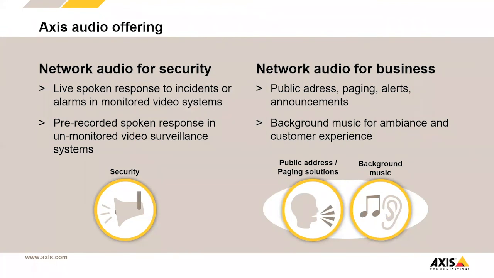So what we do is we basically break our audio offerings down into two groups. It's the same products, just different applications. Network audio for security basically offers live or spoken responses to incidents or alarms in monitored video systems. And we also have the opportunity to present pre-recorded spoken responses in unmonitored video surveillance systems. Network audio for business application is more something that we're all familiar with, which is public address, paging, alerts, announcements, and background music to set the ambiance for the customer experience.